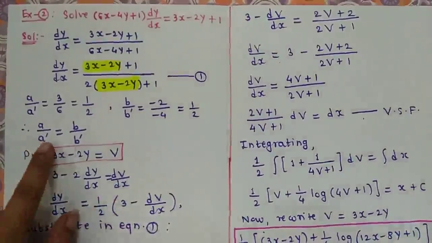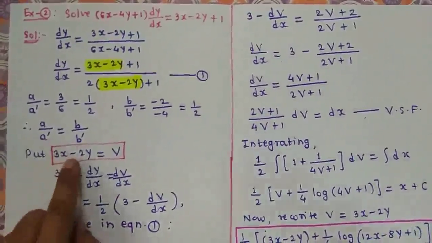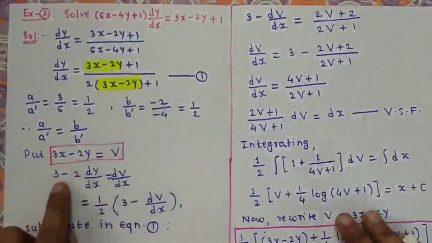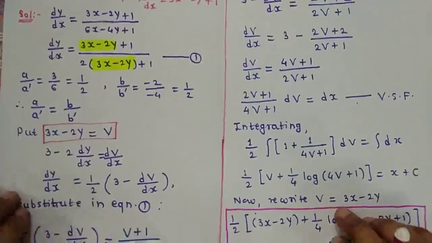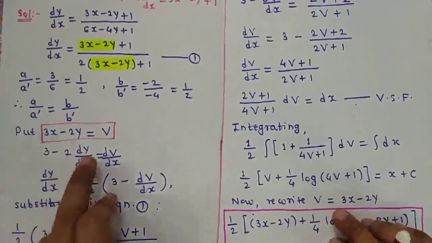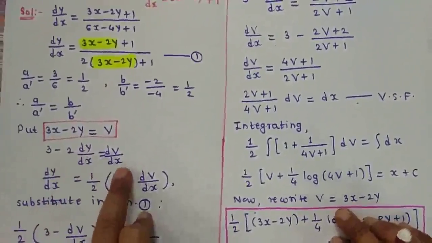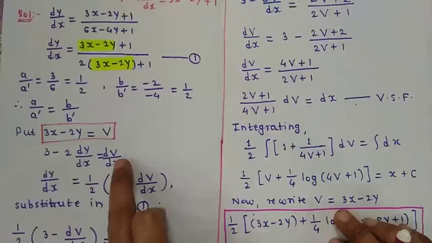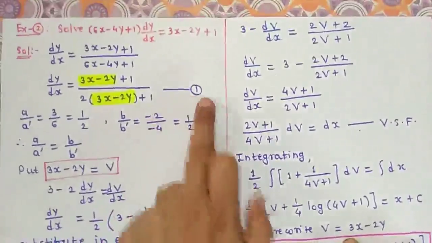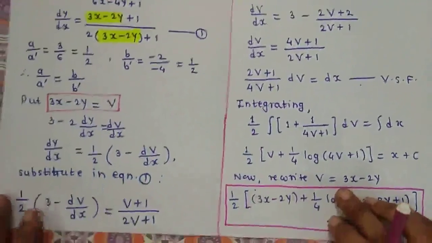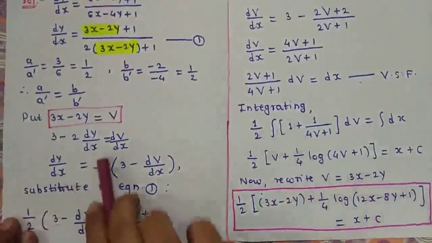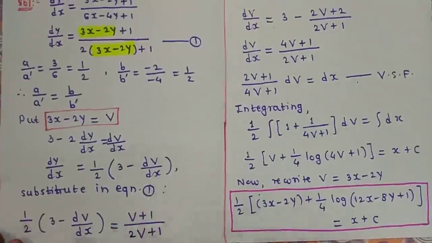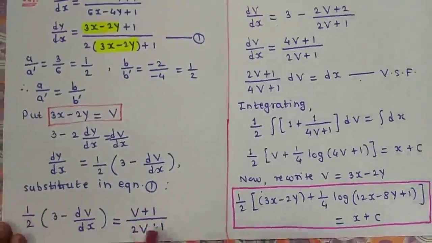Now these two ratios are equal, that's why we put 3x minus 2y equals v. Now after differentiating with respect to x, we get 3 minus 2 dy by dx equals dv by dx, and from this equation we find the value of dy by dx and substitute in our equation number 1. Okay, so here dy by dx equals 1 by 2 into (3 minus dv by dx). Substitute in equation number 1 so that it takes this form.